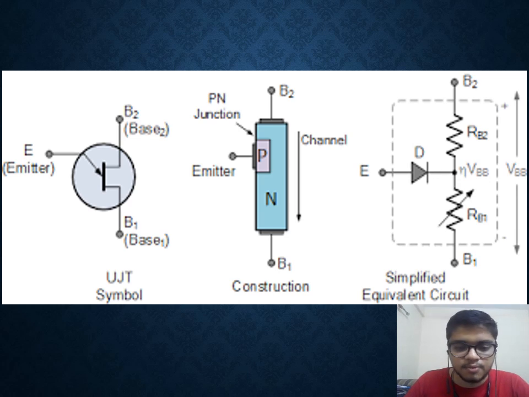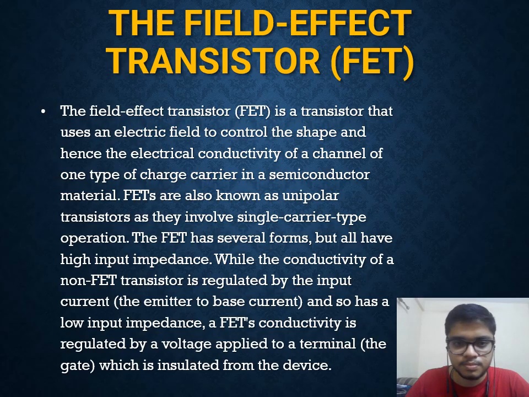This is the diagram of the unijunction transistor. This is how it is constructed, and it is represented in the first part, and the second part is the construction, and it is simply the equivalent circuit of it.